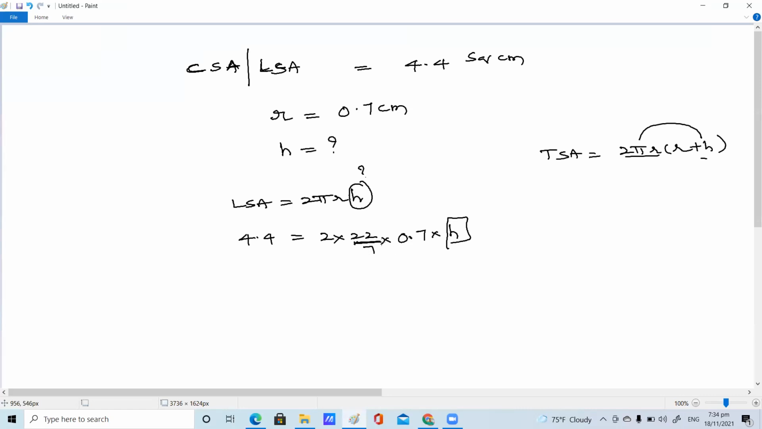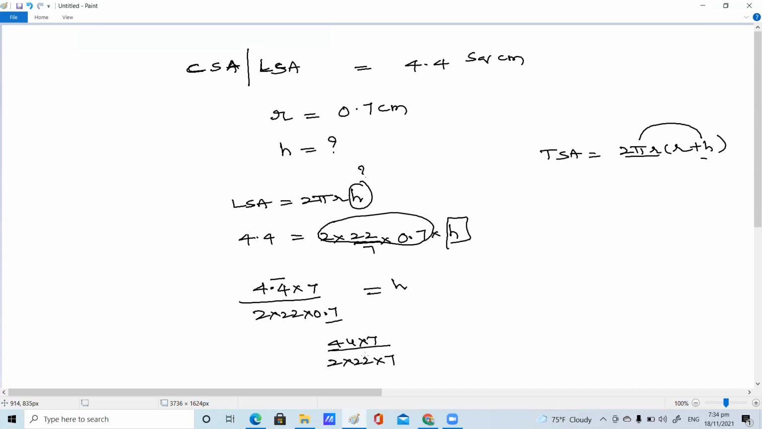7 is divided. If you transpose to the other side, it comes under multiplication. 4.4 multiplied with 7. The rest of the numerator part will come under denominator: 2 into 22 into 0.7. Here one decimal place is there, here one decimal place. You can remove that part, children, directly. You can write it as 7. Everything will be cancelled, children. 2 into 2, 7 into 7.